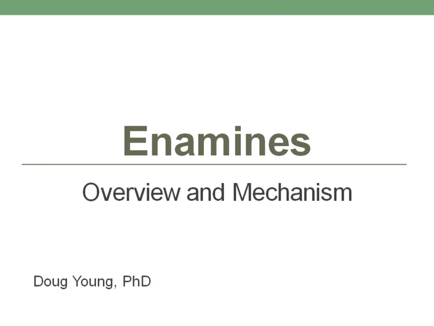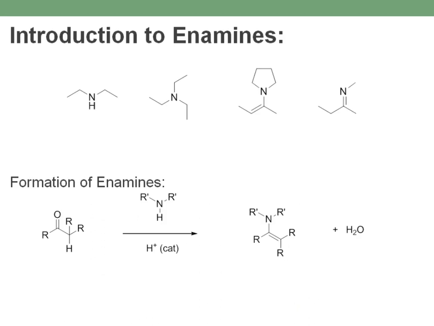To start off, just to remind you, enamines: you have "ene" like an alkene, so you're going to have something with a double bond like an alkene, but it has an amine on it, so enamine. So there'll be some sort of nitrogen on that alkene. It's kind of like an enol where you had an alcohol on an alkene. Enamines are when you have amines directly attached to an alkene. So let's talk about these a little bit more.